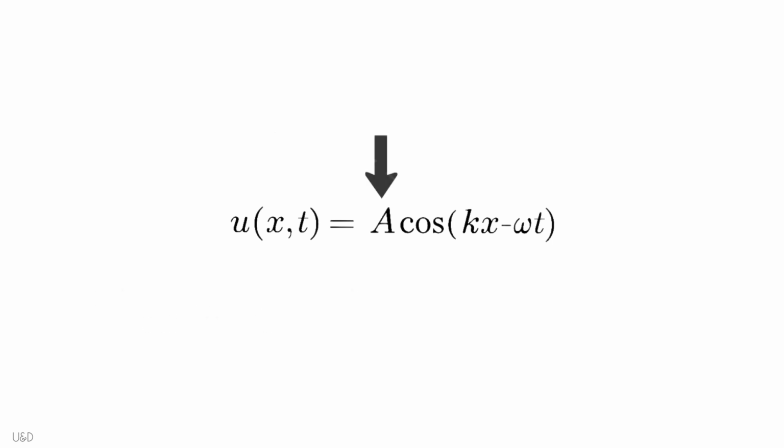Here the A represents the amplitude, indicating the wave's maximum value. The cosine function captures its periodic nature. Most importantly, the expression kx minus omega t is known as the phase. It determines the wave's position in its cycle and remains constant for a given point.